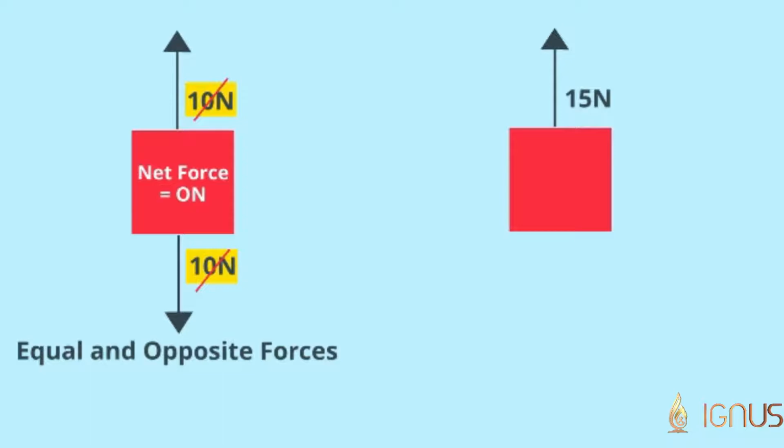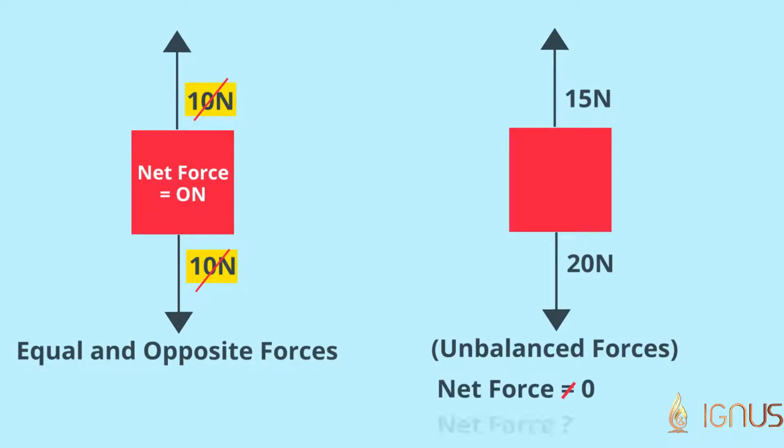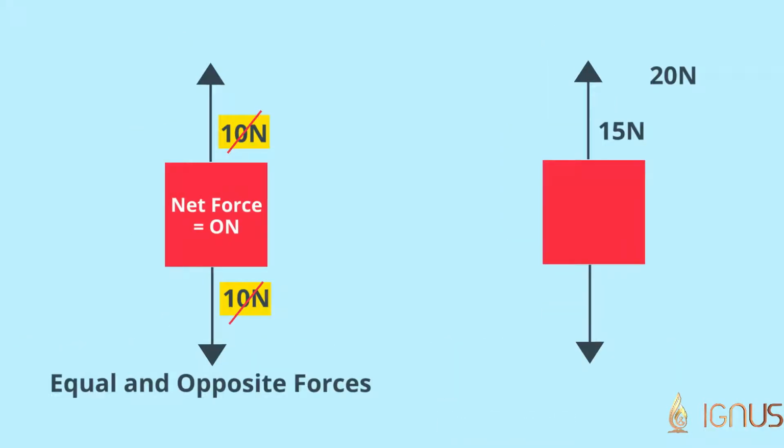Now look at the second object. There is a 15 newton force acting on it in the upward direction and a 20 newton force acting on it in the downward direction. Are the forces balanced here? No, they are unbalanced because they don't cancel each other out. What will be the net force here? It will be 5 newtons downwards. 20 minus 15 is 5.